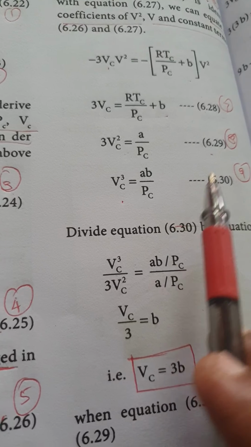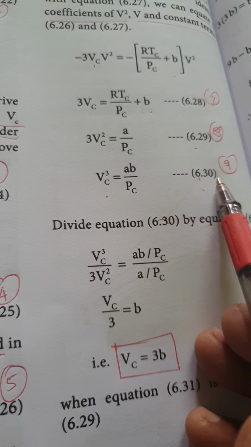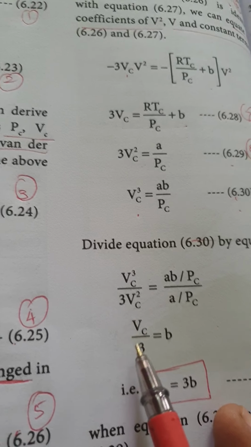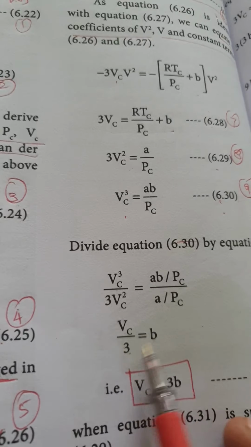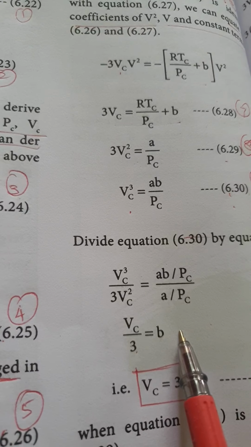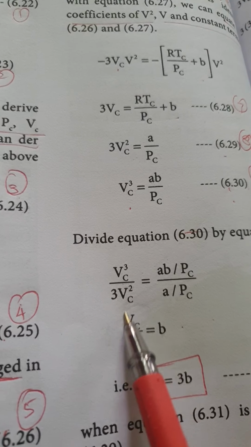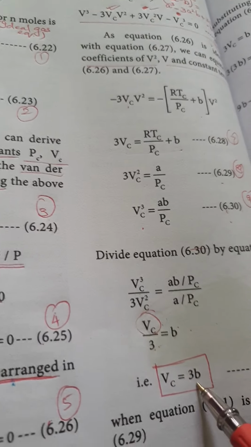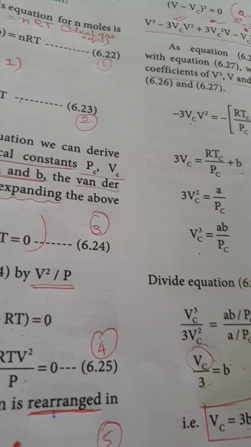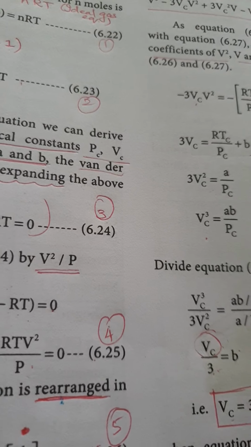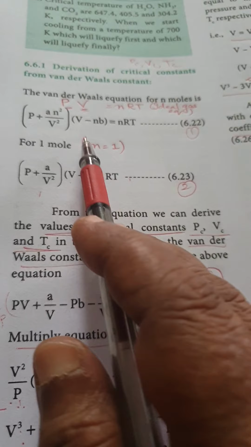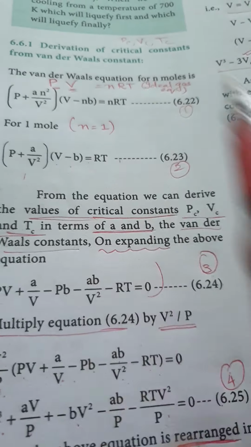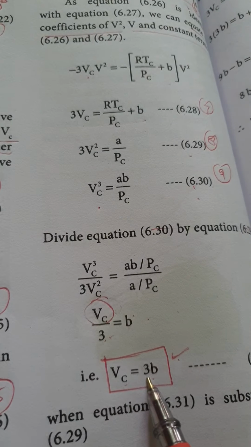When I divide 9 by 8, I get this final equation, Vc by 3 is equal to b. So how do I rearrange it? What do I get for Vc alone? Vc becomes equal to 3b. This is the first critical constant, Vc, we have calculated from the Vanderwaals equation, for n number of moles, and n is equal to 1. We have calculated the value of Vc.